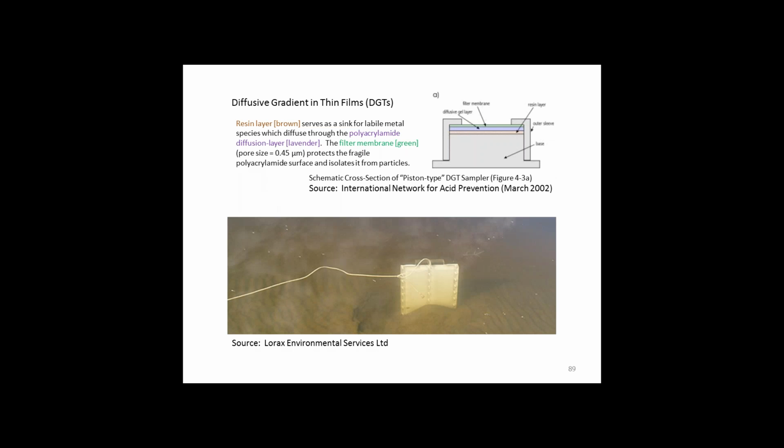The DGT is similar, except that there is a middle layer that's a diffusion layer, and there is a resin at the base of it that is the collecting medium. On the top, you have your filter membrane, which protects against sediment entering it. It's deployed, buried in the sediment, later retrieved, and again sent to the lab for analysis. The bottom example is more of a vertical profiling apparatus driven into the sediment, but if need be, you could also collect chemistry information from the surface water.